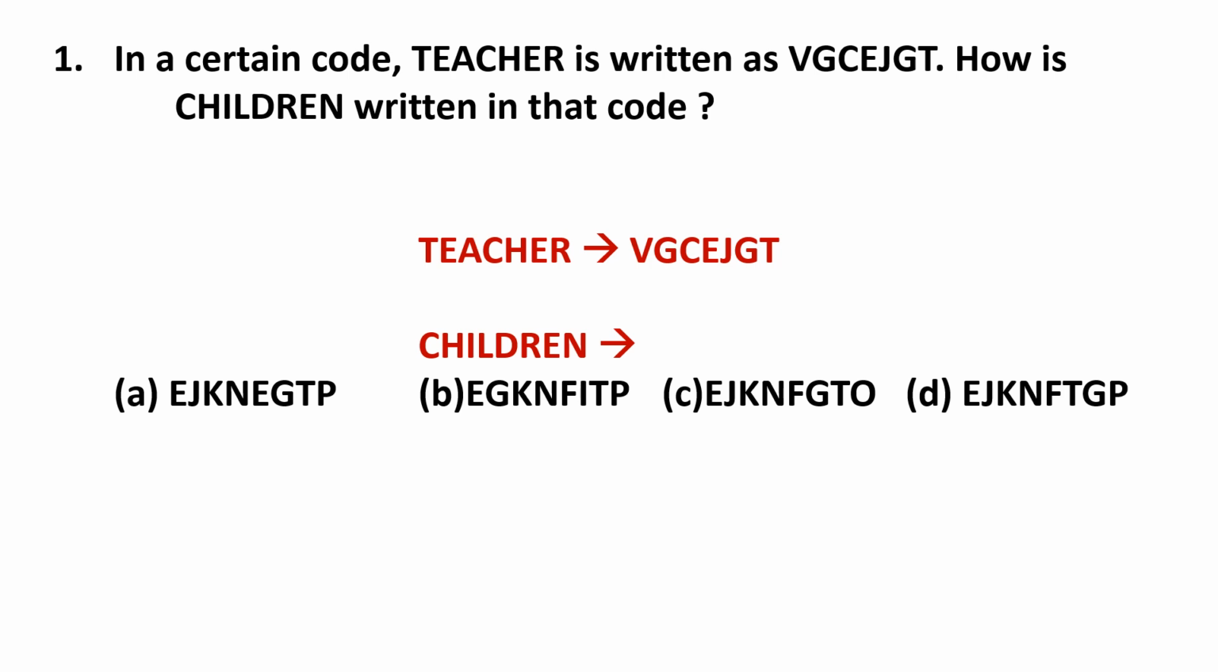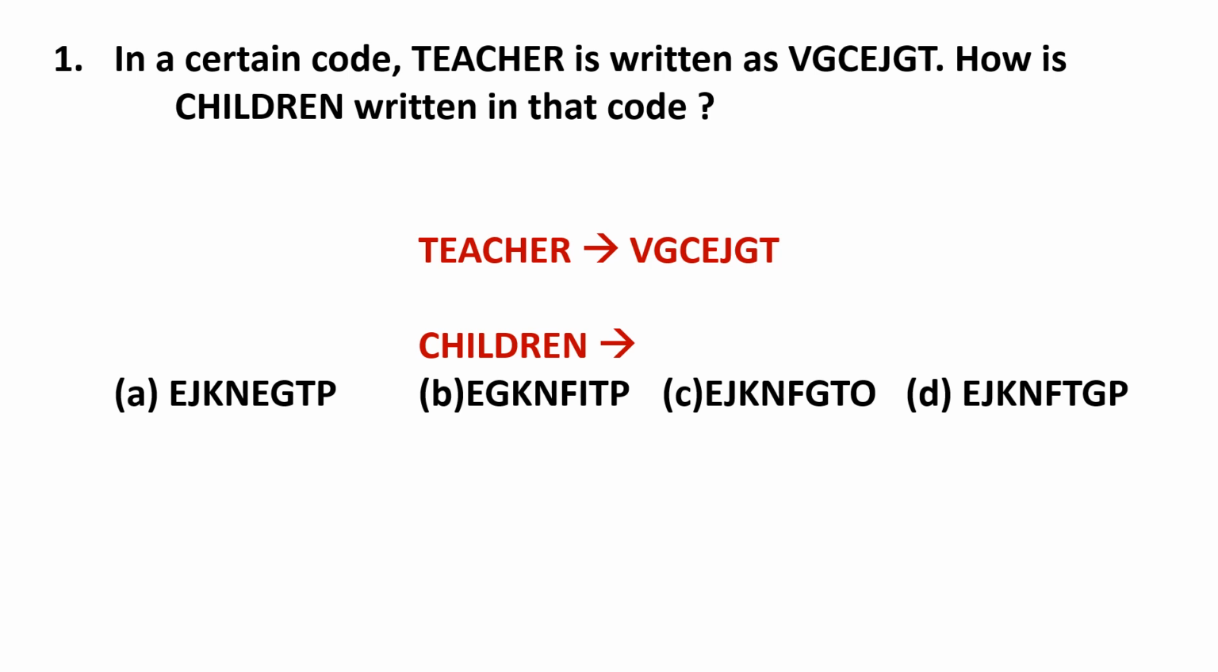Now going to the topic. This is letter coding, Type 1, letter coding. In a certain code, TEACHER is written as VGCEJGT. How is CHILDREN written in that code? Whatever is given here, TEACHER is written as VGCEJGT. How is CHILDREN written in that language?